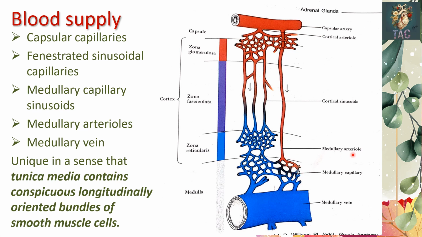Another very important feature about the medullary vein of the adrenal gland is that the tunica media contains conspicuous longitudinally arranged bundles of smooth muscle cells. So normally we have studied that the tunica media is formed by circularly arranged smooth muscle cells, but in case of the medullary vein, this is an important obvious feature that the tunica media is formed by longitudinally arranged smooth muscle cells, and it is also a very important MCQ.